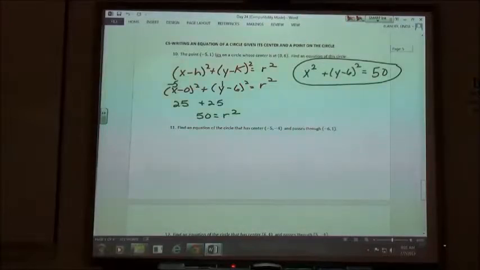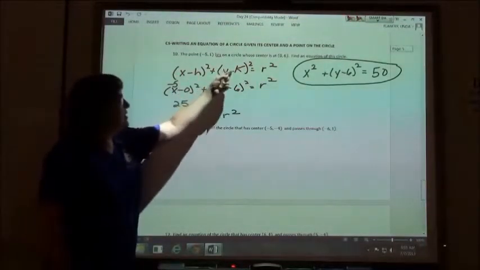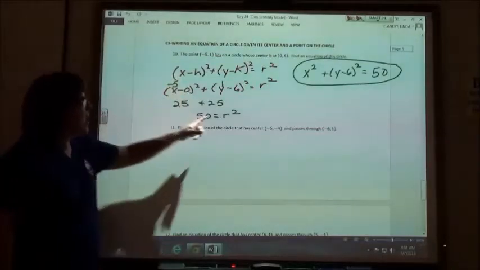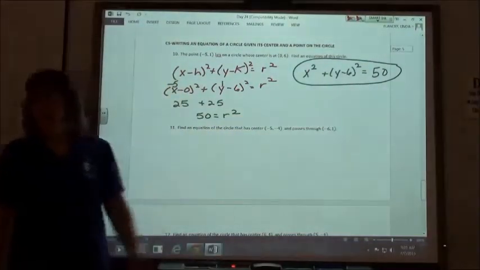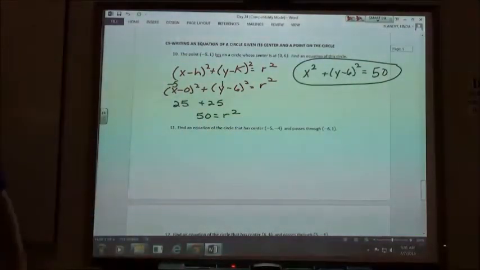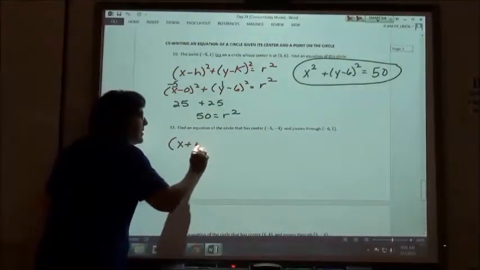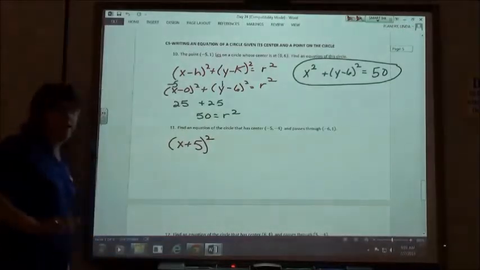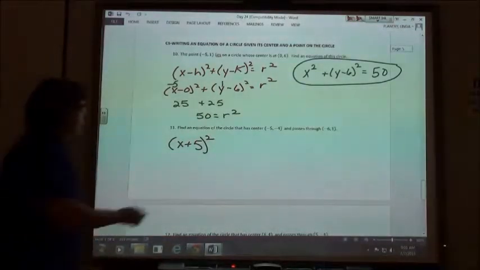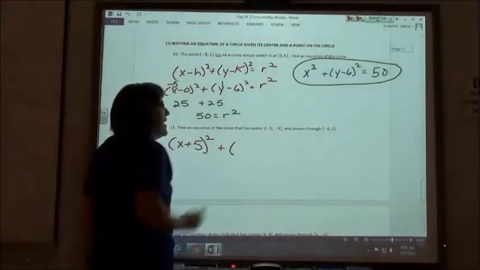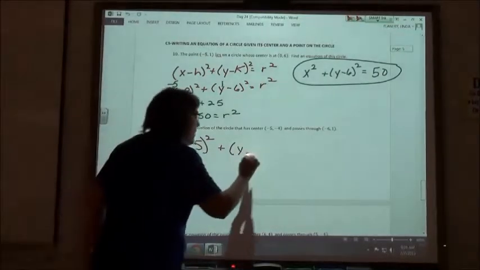So number 11 says find the equation of the circle that has a center at -5, -4 and passes through -6, 1. So again, if I'm putting it in the standard form, if I have x minus a -5, we're going to write it as x plus 5, right? We know that if the center was at -5, we had an x plus 5 in our standard form. And if we had a -4 then, we would have had y plus 4.